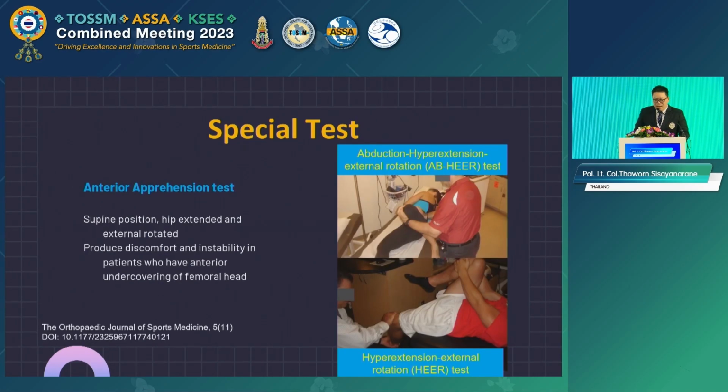Okay, the apprehension test we can perform with both maneuvers. The first one is in the lateral position. Bring the hip to hyperextension plus external rotation, or as in the lower pictures, we bring the patient to the lower end of the exam table and do hyperextension plus external rotation. A positive test is feeling discomfort or instability at the hip.